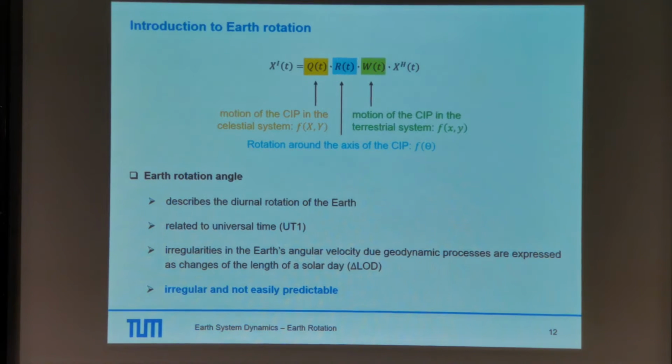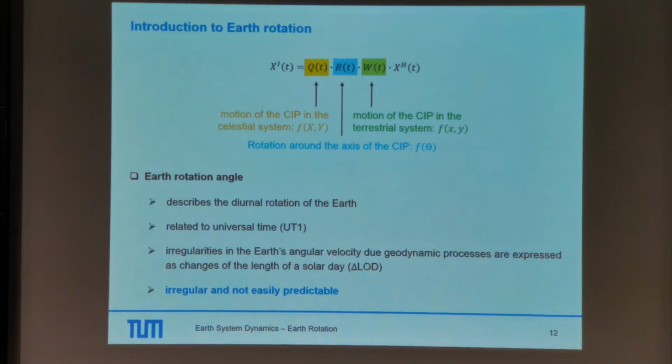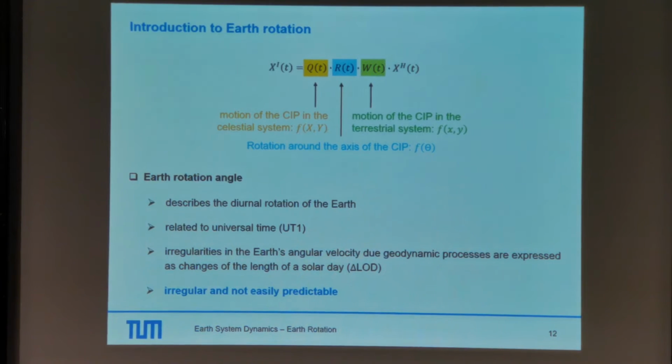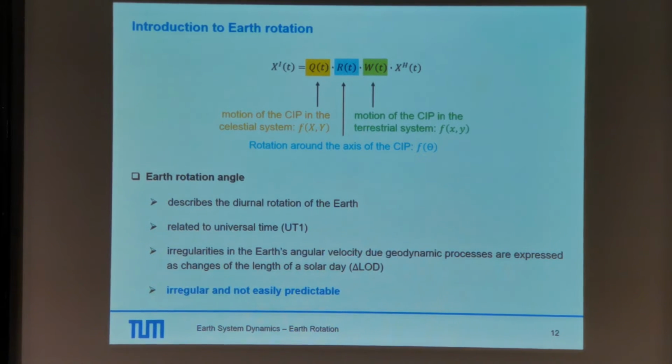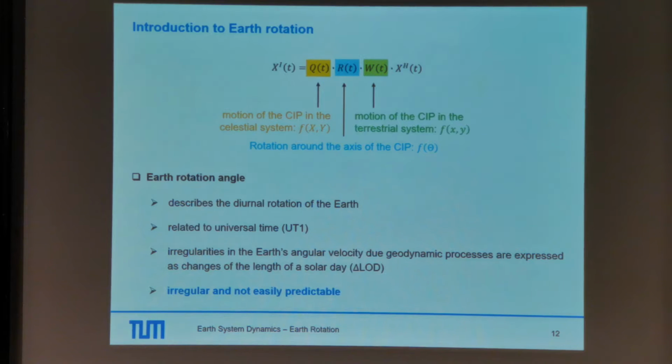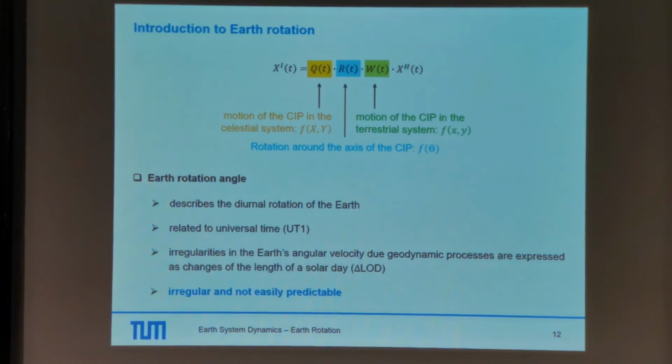These processes cause or excite changes or variations in the length of day, and the parameter to measure this is the so-called LOD, the length of day variable. This is a really irregular and not easy to predict variable, and that's why we can determine this motion only by space geodetic observations like VLBI, where we can really precisely monitor this parameter.